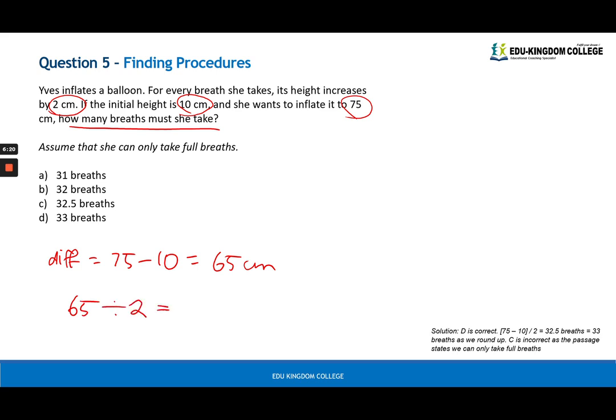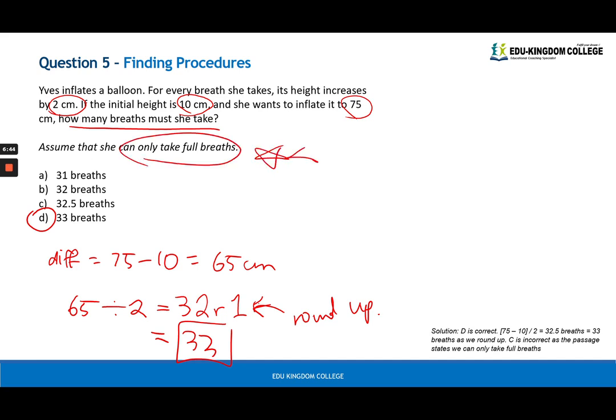And you actually get 32, remainder 1. Remember, you can't have half of a breath or the remainder. So you have to round up. She's got to get to 76 centimeters, but that is better than being under. So round up to 33. So D is the answer. And it says here she can only take 4 breaths at a time. Okay, don't forget that.